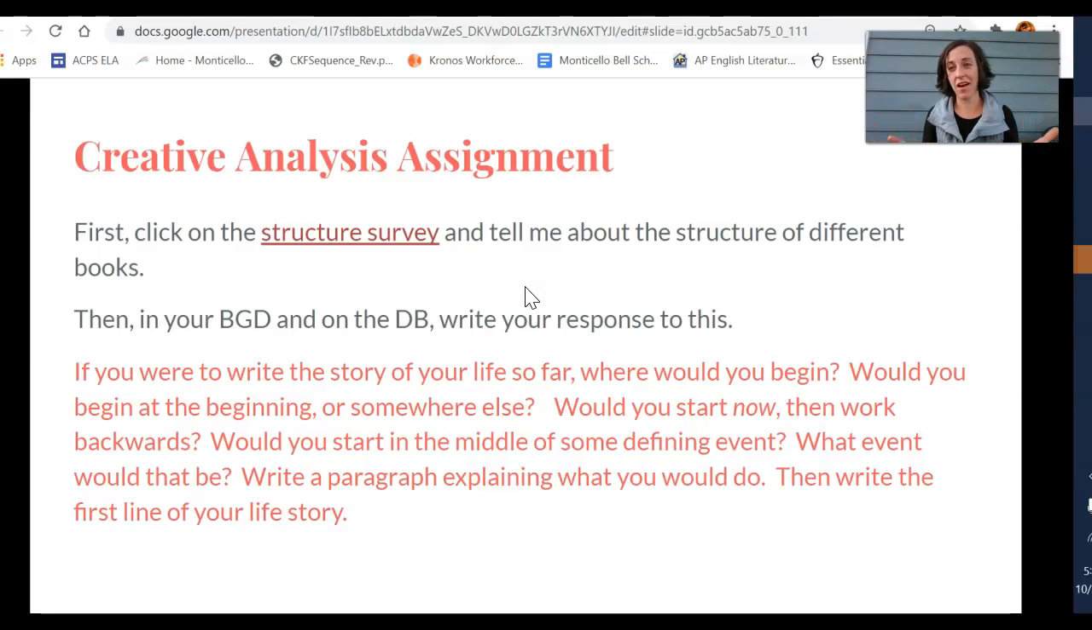I'd like you to write a paragraph explaining what you would do if you think about your unique life. What would be most appropriate to honor it? And then write the first line of that story for fun, and we'll share them with each other. Please post these, as always, in your BGD and also to the discussion board, and that is your creative analysis assignment.